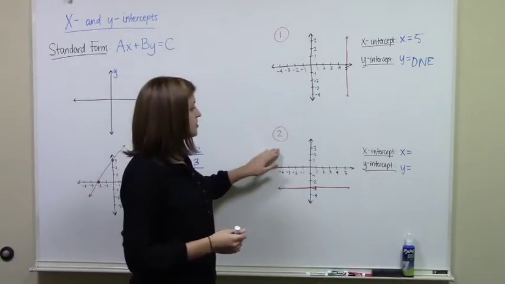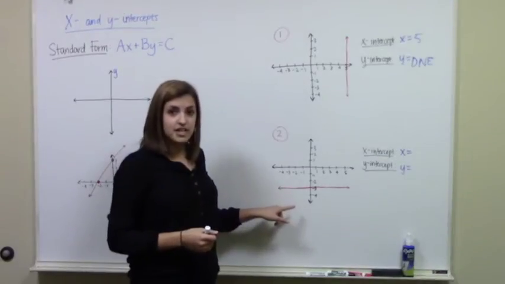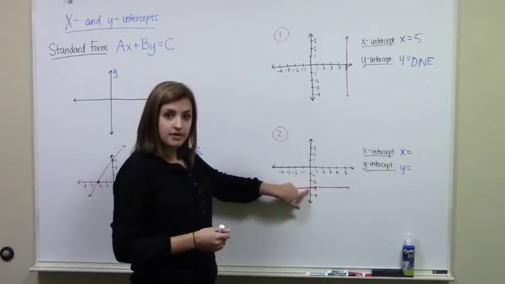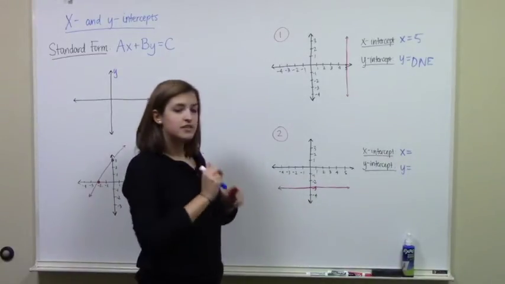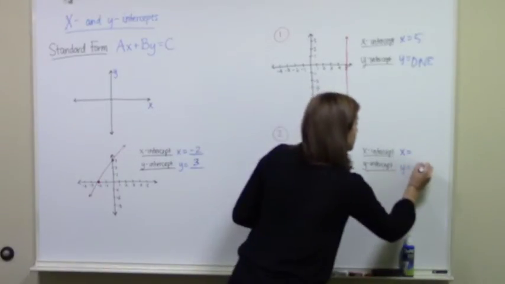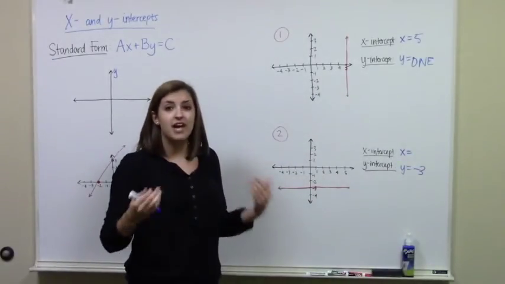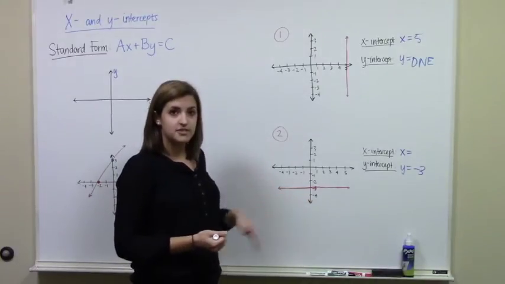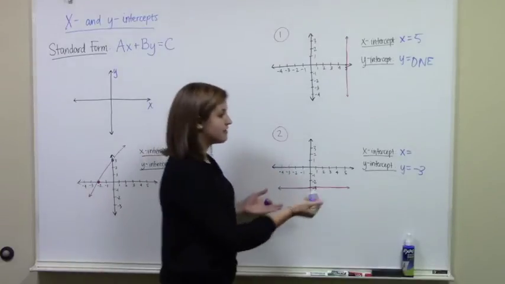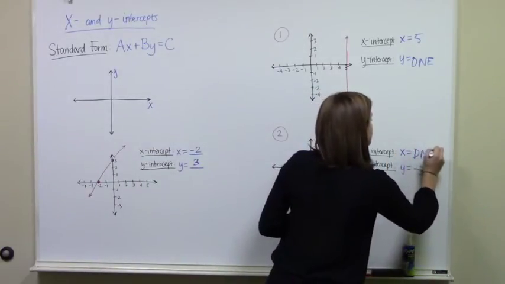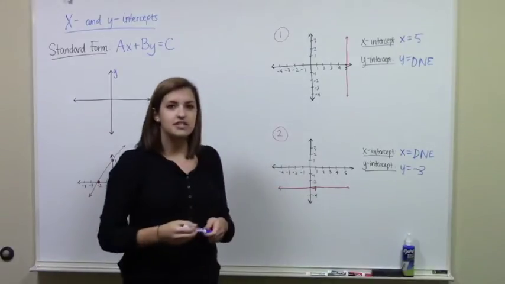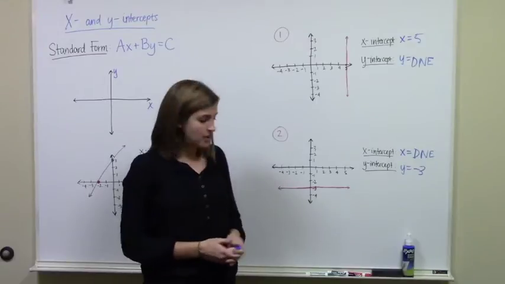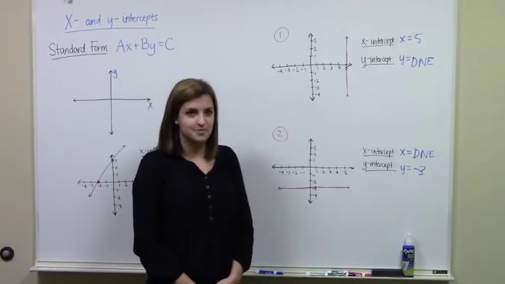Conversely, in graph number 2, we have a line running horizontally, and our line passes through the point y equals negative 3. So our y-intercept is y equals negative 3, but we don't have an x-intercept because our line only runs horizontally. So in this graph, our x-intercept does not exist. And this tells us that we do not necessarily have to have both an x and a y-intercept. All right, so let's move on to some examples.